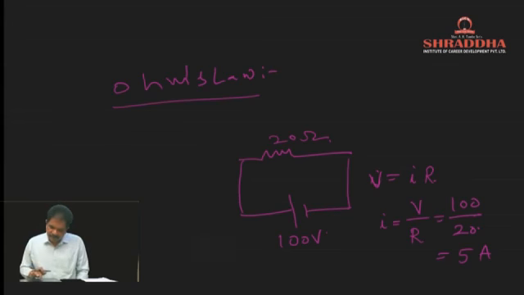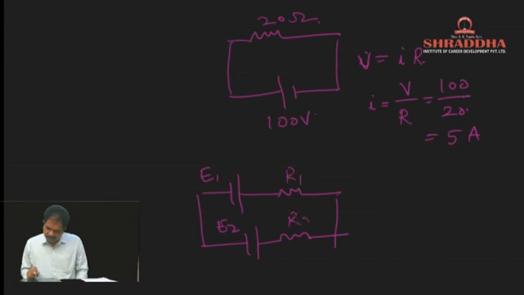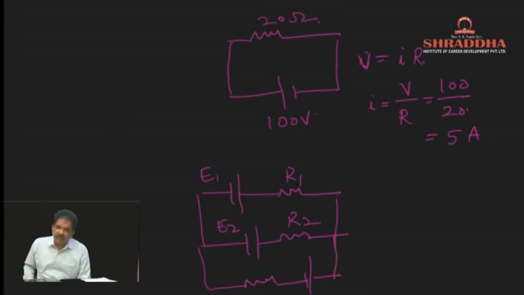For example, if we consider any complicated circuit, let us assume 3-4 batteries are there, 4-5 resistances are there in the circuit. Here there is a battery, here there is a battery, here one resistor is there, this resistor is there, here one more battery is there. Like this, any complicated circuit. What is the current flowing through every branch? To find that, Kirchhoff's laws will be used.